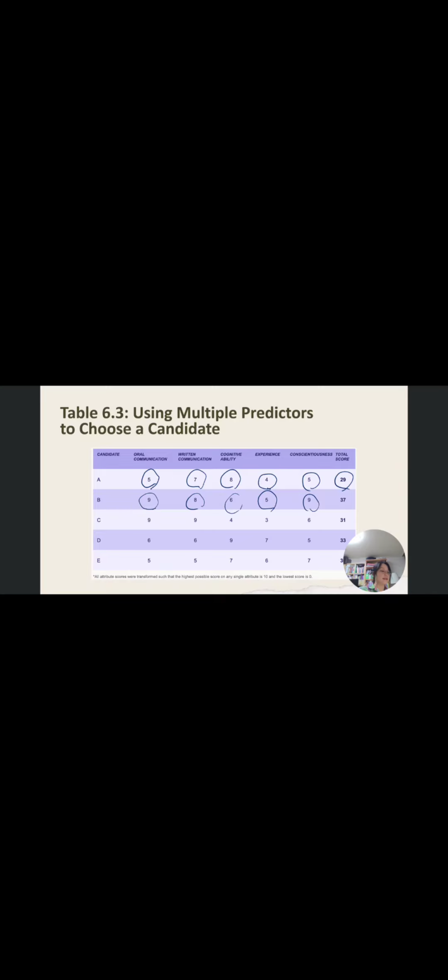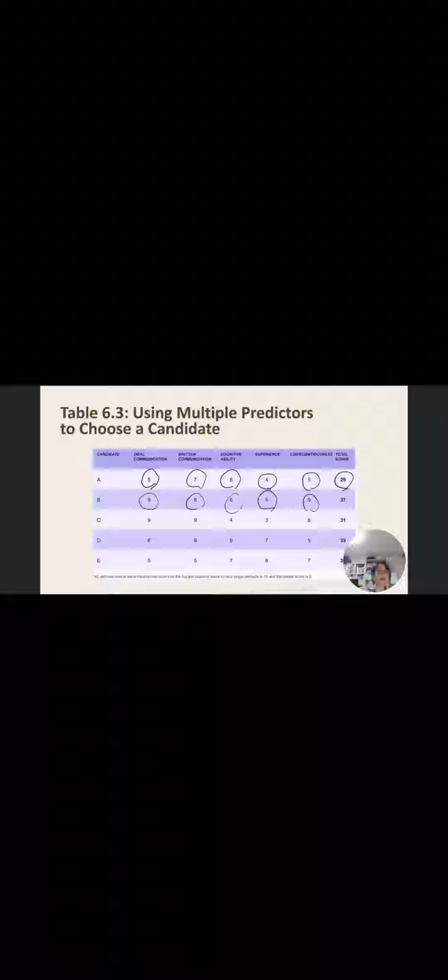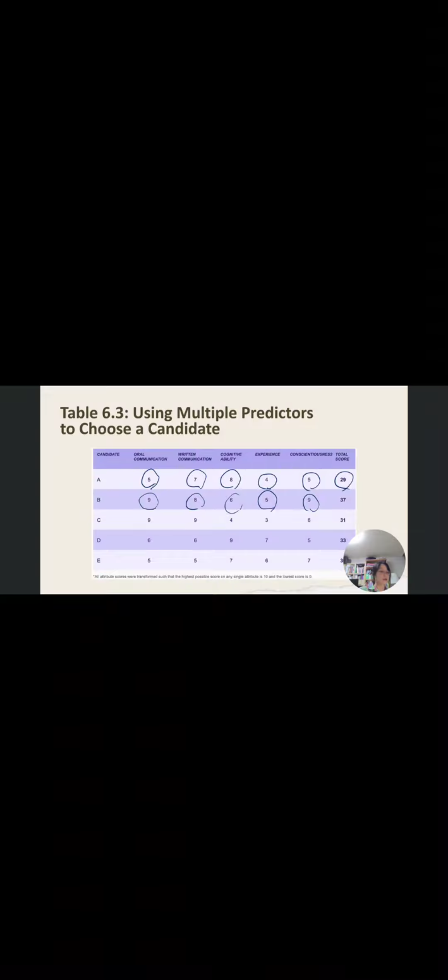So there are 2 ways. The first one is the compensatory way. The second one is the non-compensatory way. The compensatory way is also called the statistical way, and then there is something called the clinical way.